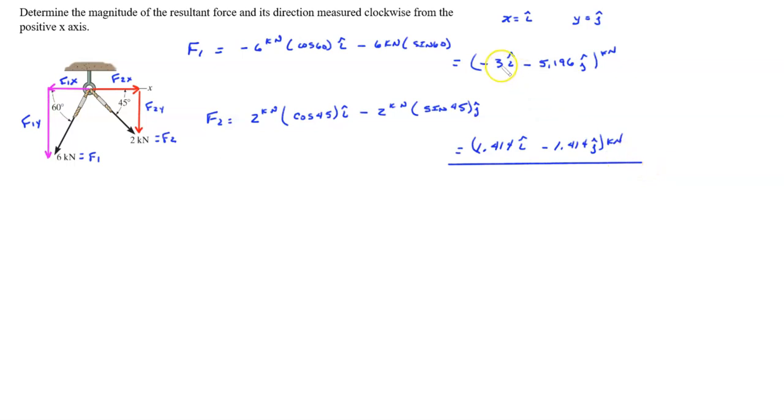So negative 3 and 1.41, adding those together, we get negative 1.586 i hat minus 6.61 j hat kilonewtons. So this is our force resultant in Cartesian form.